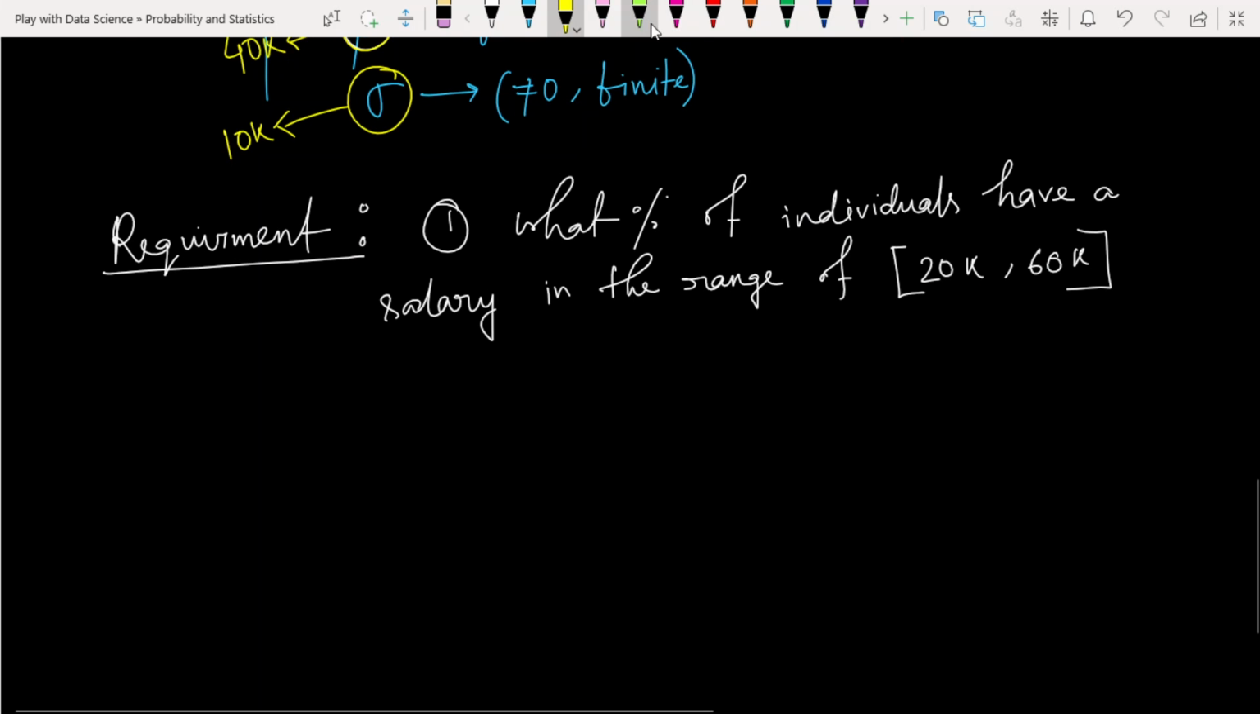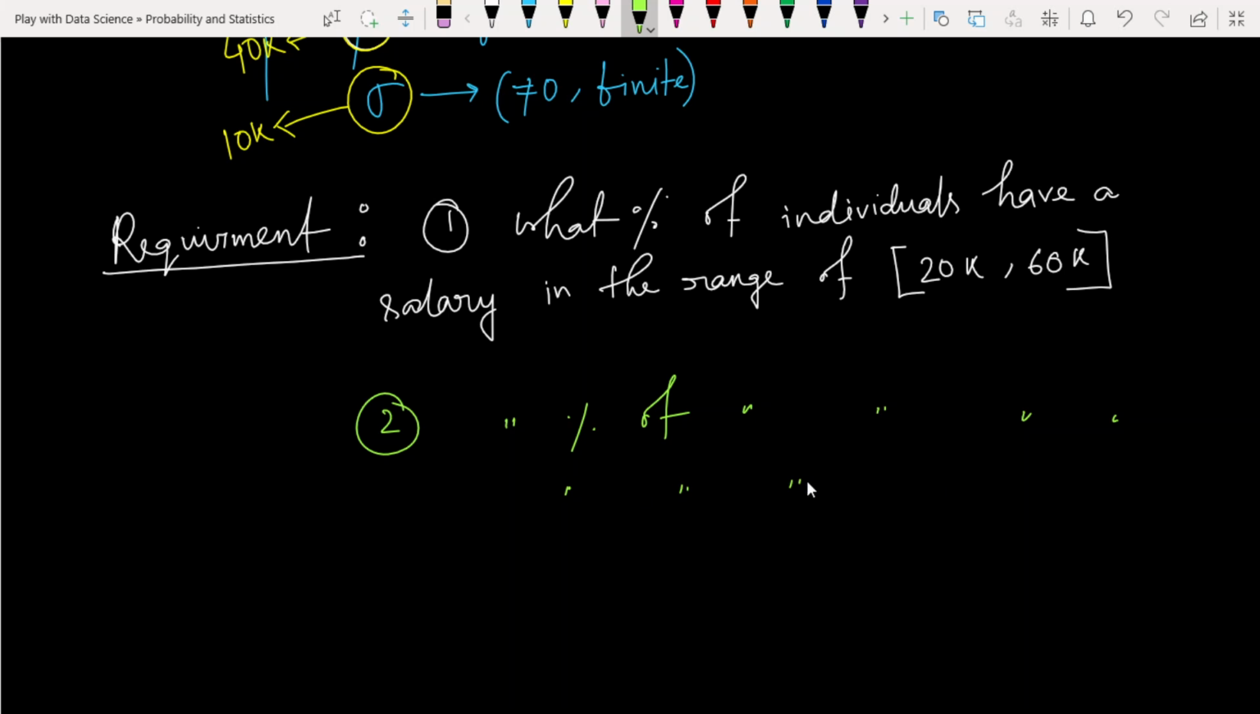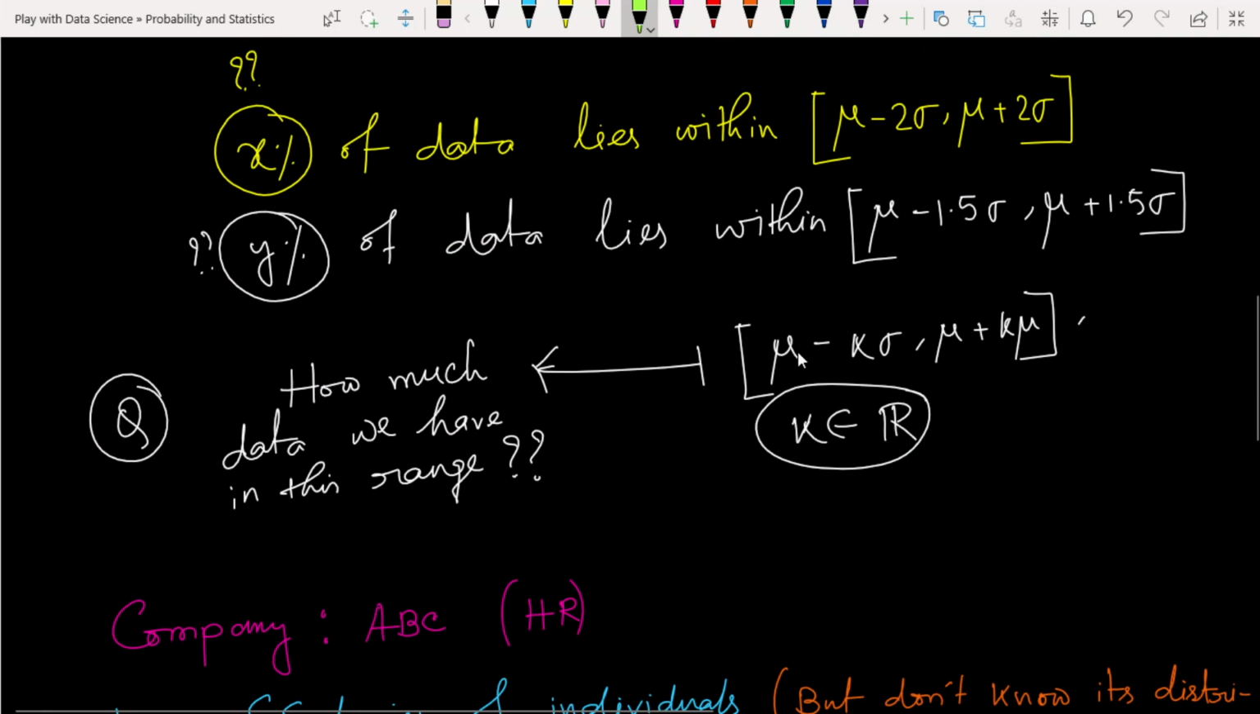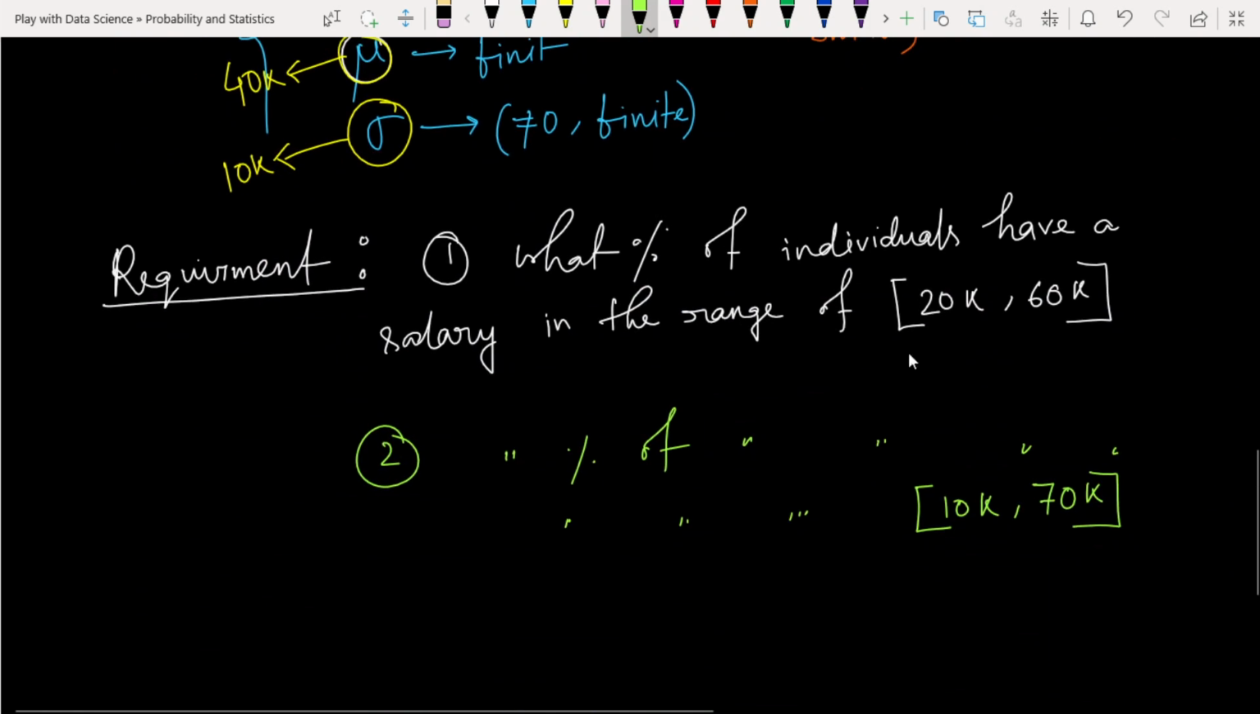The second requirement for this company is that we want to know what percentage of individuals have a salary in the range of 10k to 70k. If you compare this with the formula, these questions are of this kind.